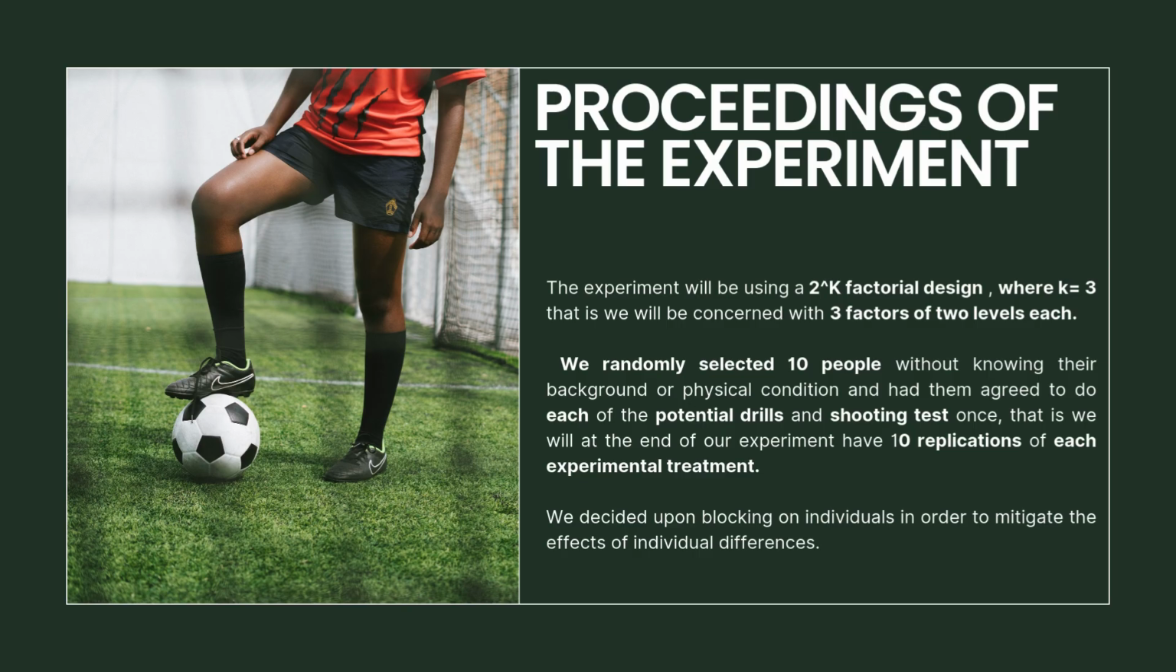In order to achieve the already spoken task, we will be using a 2 to the k factorial design, where k will be equal to 3, representing 3 factors at 2 levels each. To proceed with our experiment, we randomly picked people regardless of their background or physical condition, and had them do each of the potential combinations of drills and later analyzed which of them would be the most adequate for our goal.